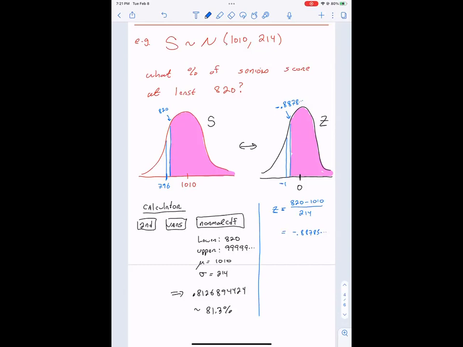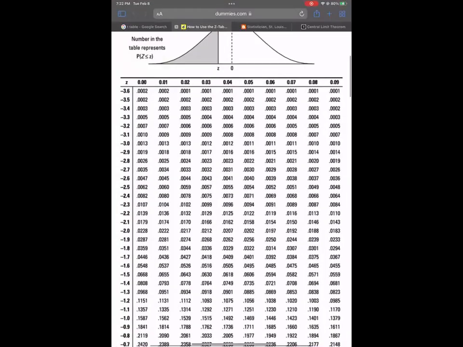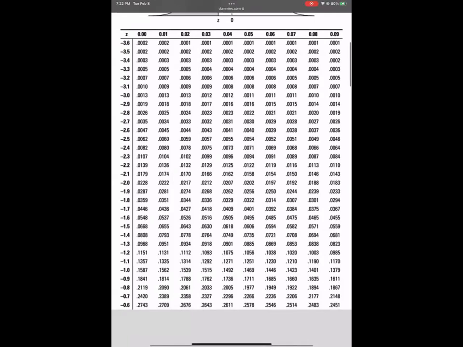The second one, you have to plug it into the formula and then the calculator, correct? Well, we're not going to use the calculator, because if I was going to use the calculator, I would convert to the z-score, so what's the point? The second way is the z-table. So let's remember this number, negative 0.88785.